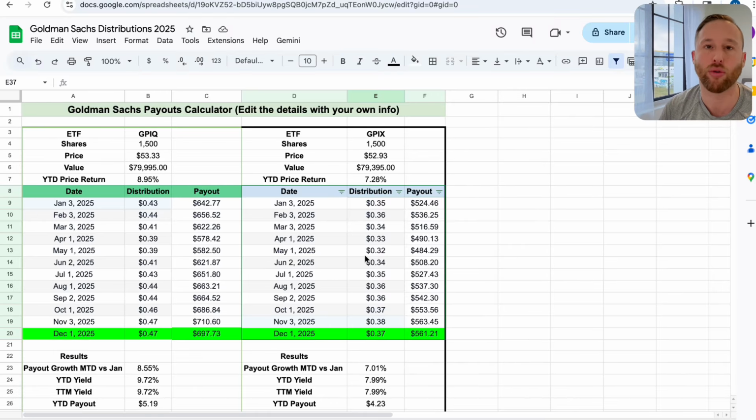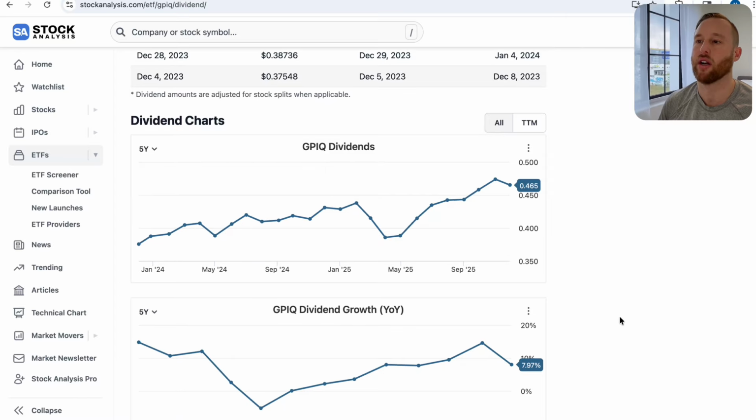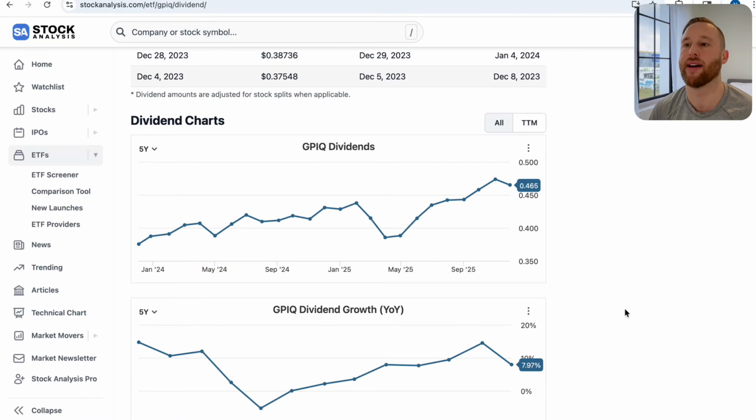growth and the payout growth over time with Goldman Sachs. All right, guys. So we are here at the GPIX dividend chart for the past 5 years, and you can see this steady growth in their payouts over time, right? Yes, they had a dip in April 2025, and that's kind of expected just due to what happened then. But they've been able to consistently grow the payout amount over the past 5 years, and that's exactly what I want to see with a covered call structure. We want to be able to continually grow that payout amount.